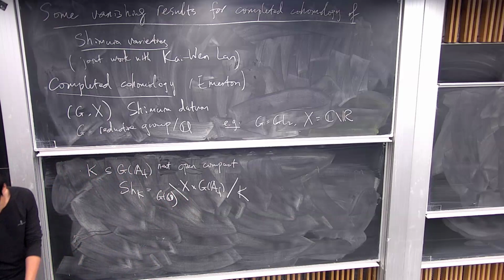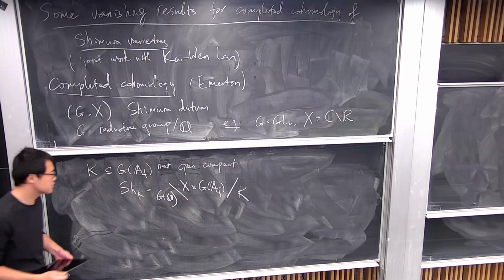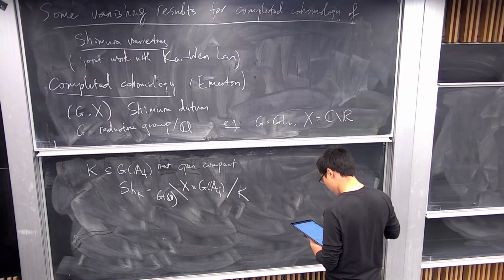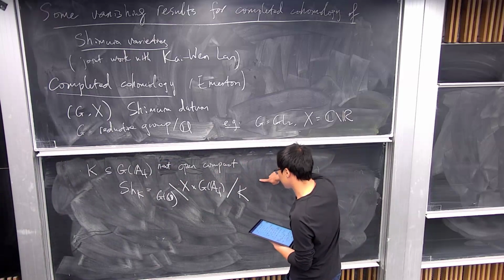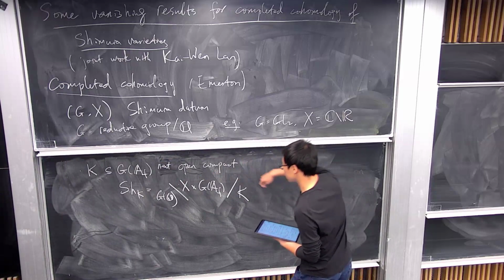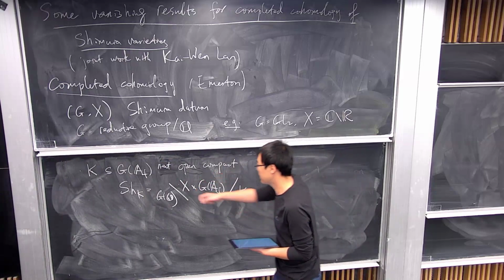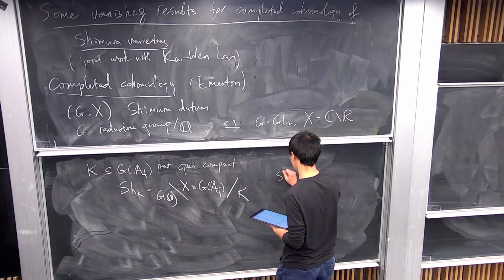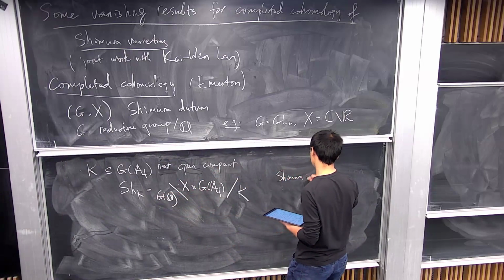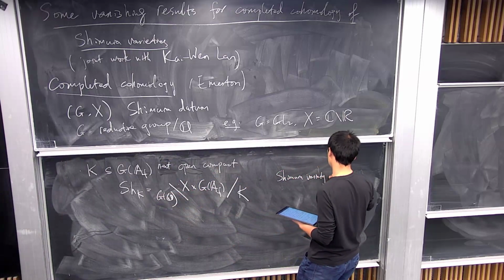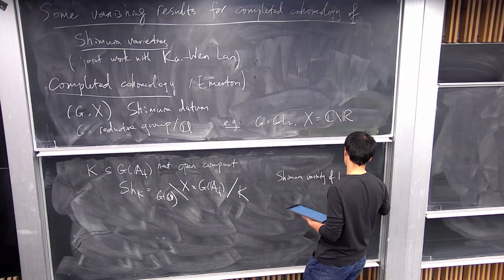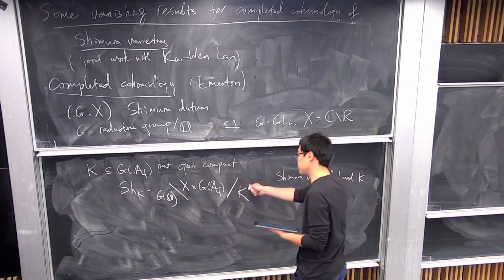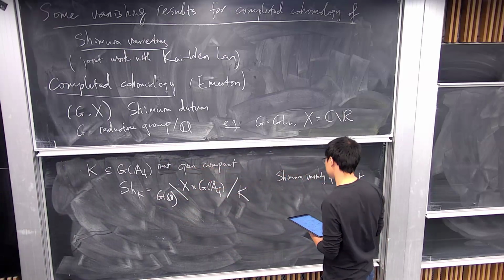So this is in general a complex manifold, but it turns out that it's an algebraic variety. So this is a Shimura variety of level K. With this neat condition, it is actually a smooth complex manifold.